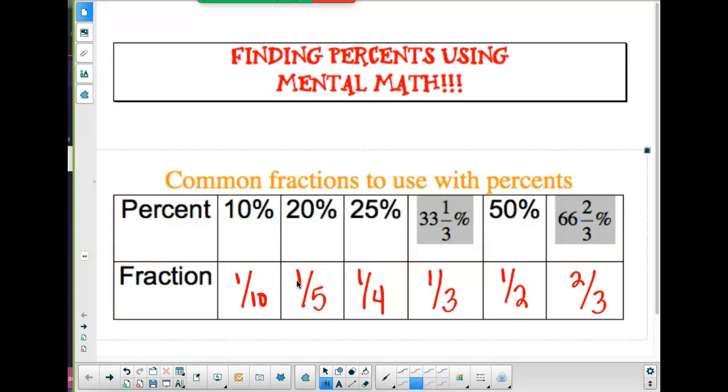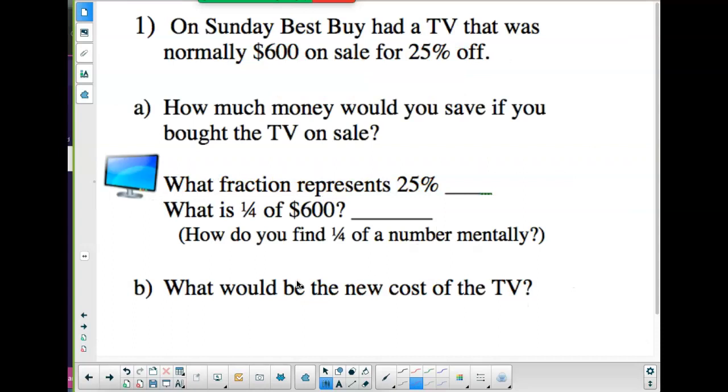If I ask you to find 1/3 of 30, that would be 30 divided by 3. So 1/3 of 30 is, Zachary? 10. That's the same as me asking you to find 33 1/3% of 30. Okay, because that's just 1/3. So we're going to use that thinking today to do some word problems and then some other ones.